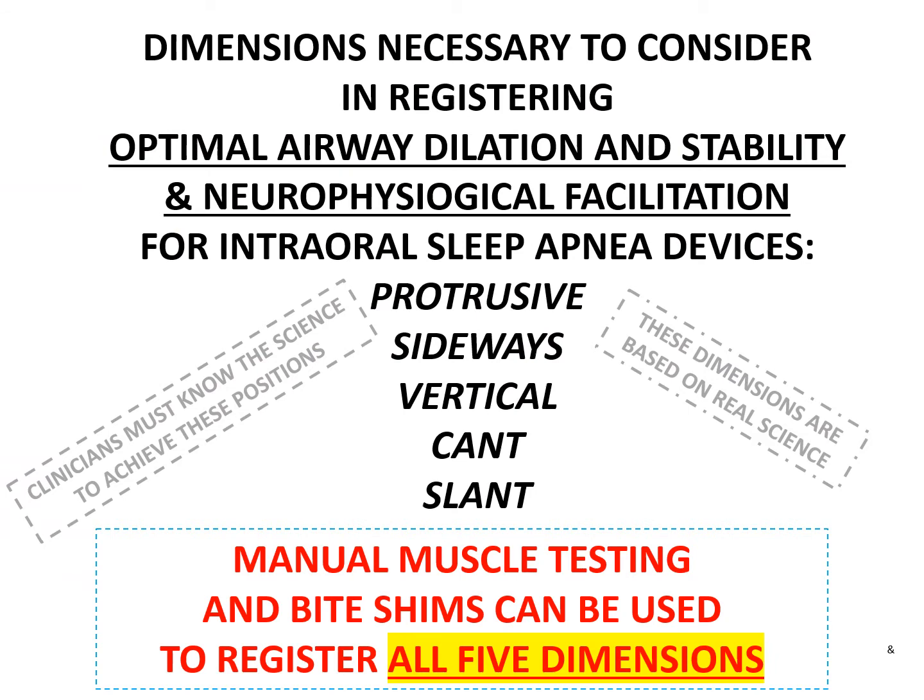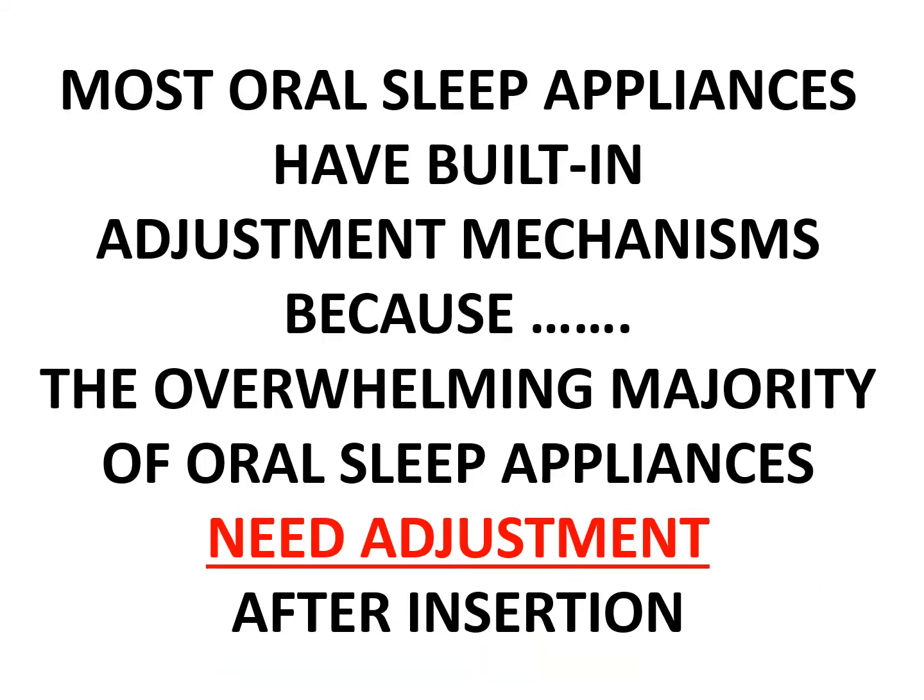The dimensions necessary in registering optimal oral airway dilation and stability and neurophysiologic facilitation for an intraoral sleep appliance are protrusive, sideways, vertical, cant, and slant. Clinicians must know this science to achieve these positions. These dimensions are based on real scientific measurements. Manual muscle testing and bite shims can be used to register all 5 dimensions.